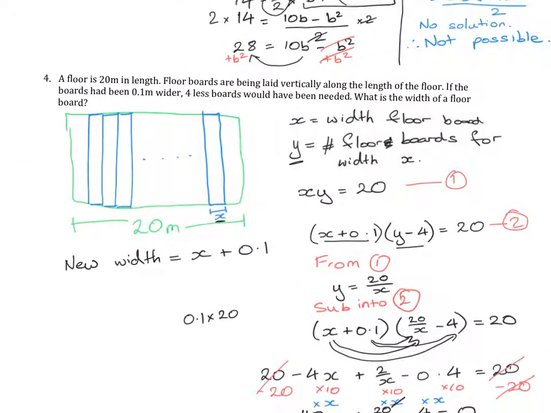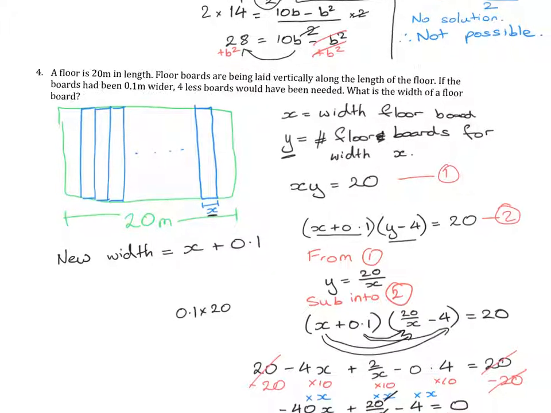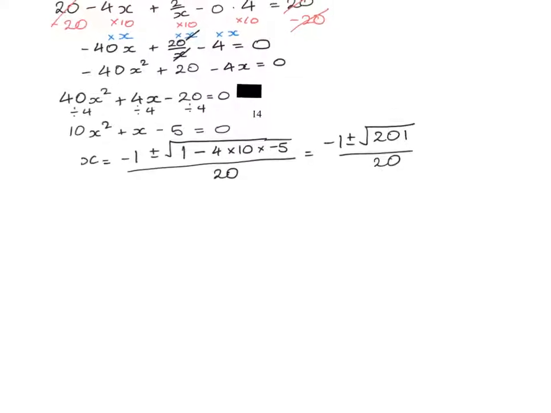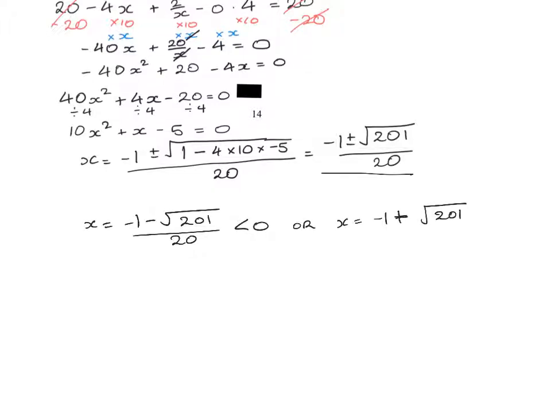Now, if we go back a second and look at what x is, the width, x has to be positive. Therefore, let's split this up. That means x could be negative 1 minus root 201 over 20. Now that's definitely going to be less than 0. You can check on your calculator. Or x equals negative 1 plus root 201 over 20, and that's going to be positive. So that has to be our answer. The other is not a solution since x is bigger than 0.